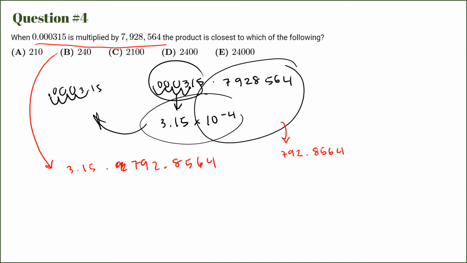792.8564. So let's just multiply the rounded versions of these numbers. So let's multiply 3 times 793, because we don't really need a perfectly exact number. It says closest to. So 793 times 3 equals 2379. And the closest answer choice to that is D.